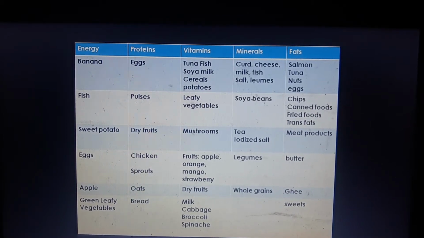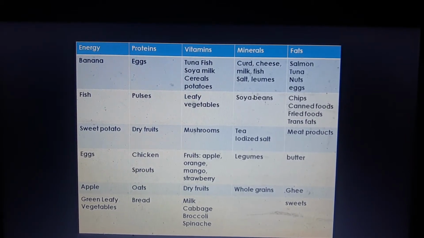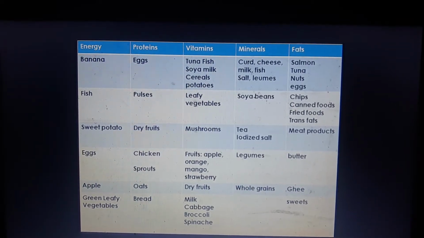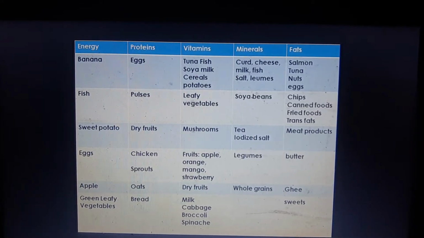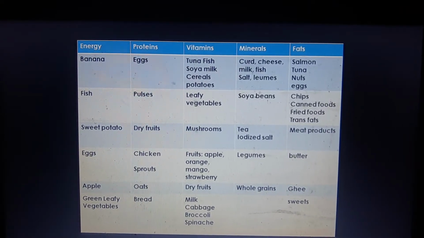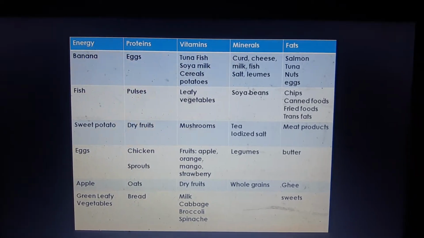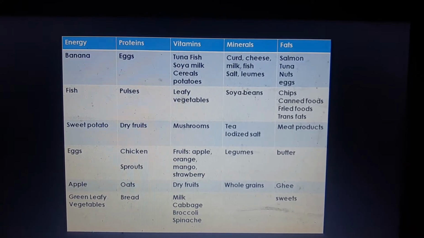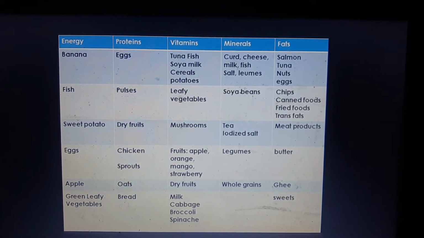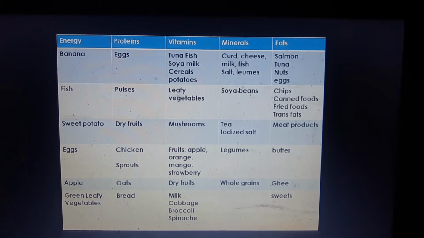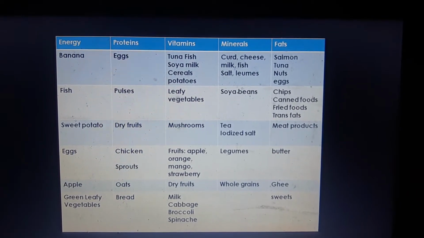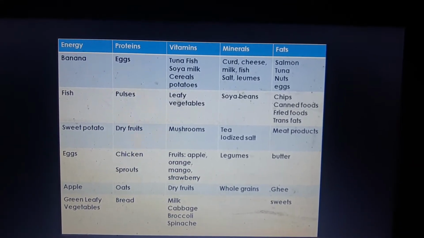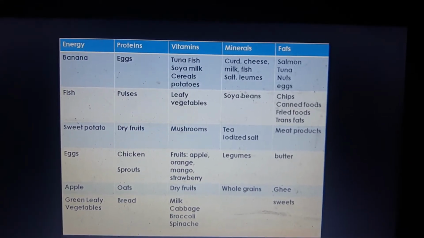If you need vitamins, we need to depend on the fish, soya milk, cereals, potatoes, leafy vegetables, mushrooms, fruits, apple, orange, mango, strawberry, dry fruits, milk, cabbage, broccoli and spinach. If you need minerals, we need to depend on curd, cheese, milk, fish, salt, legumes, soya beans, tea, iodized salt, legumes and whole grains. And if it is fat, we need to depend on the salmon, fish, tuna fish, nuts and eggs. These are the foods which are having good fats.